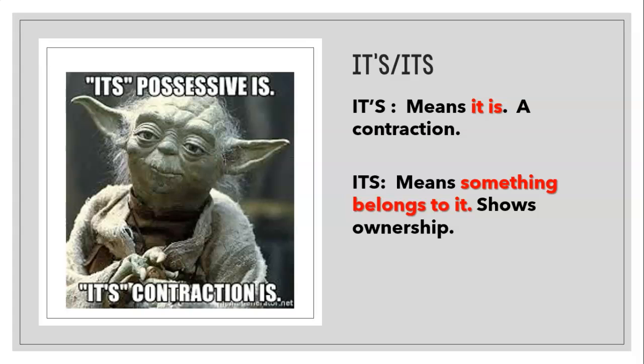If I wanted to say something belongs to it, so for instance, the car lost its rear view mirror, that word is written ITS. It's an exception. A possessive its, an its that owns something, does not have an apostrophe. It's the exception to the rule. Again, pause the video if you need more time to fill in the notes.